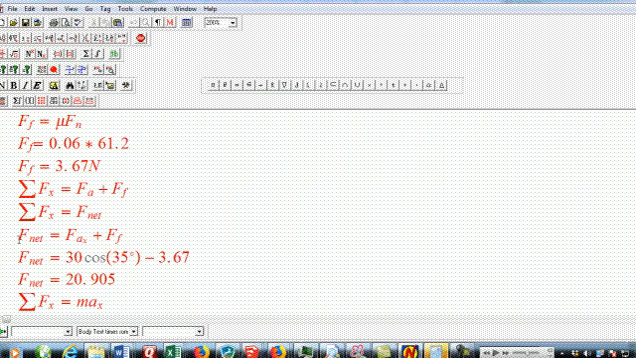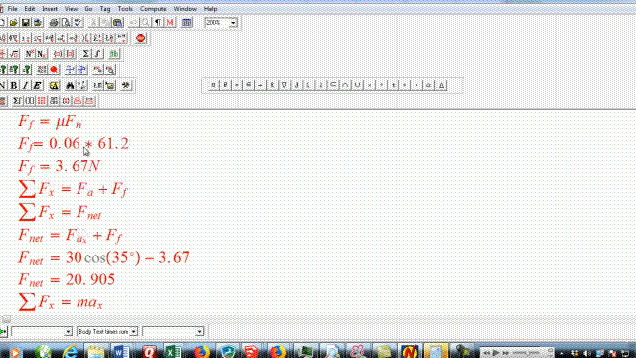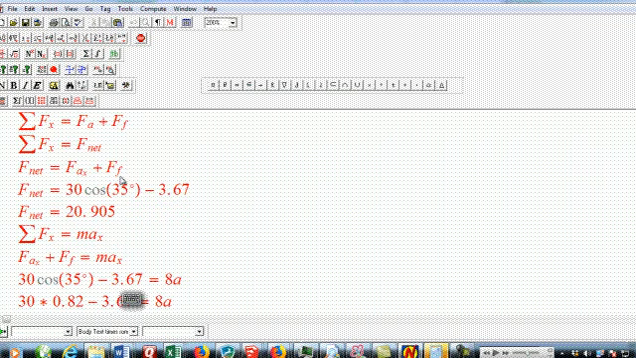I'm going to show you in a second that sigma Fy that I deleted, how I got that, no big deal. Then we took the sigma Fx equals Fax plus Ff, F net equals 30 cosine 35, because that is the x component of that Fa vector going to the right. Ff is going, sorry, not down, left. F net is 20.95 newtons. Remember, your net force is simply your sigma Fx. So when they talk about finding your net force, that's what you're looking for right there.